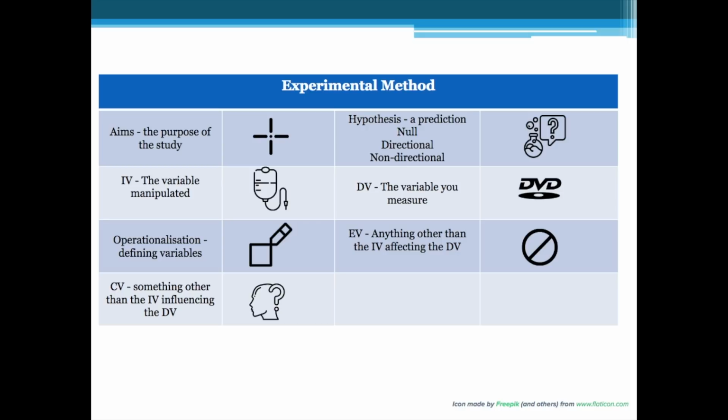We've then got extraneous and confounding variables, EVs and CVs. An extraneous variable is anything other than the IV that could have an effect on the DV. These are something that you would wish to control before the experiment so that they don't have an effect. Confounding variables are variables that have had an effect on the DV, so they vary systematically with the IV, and it's something else that has changed the DV. It's then confounding your result.